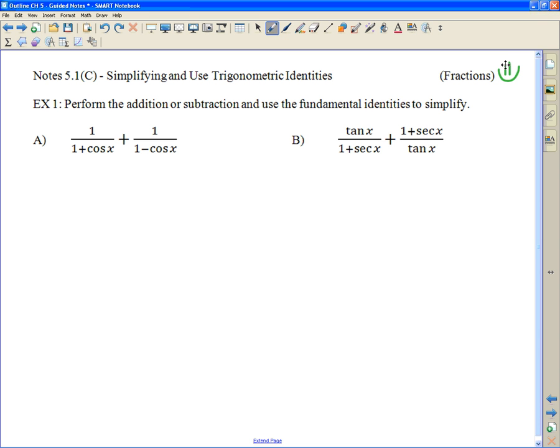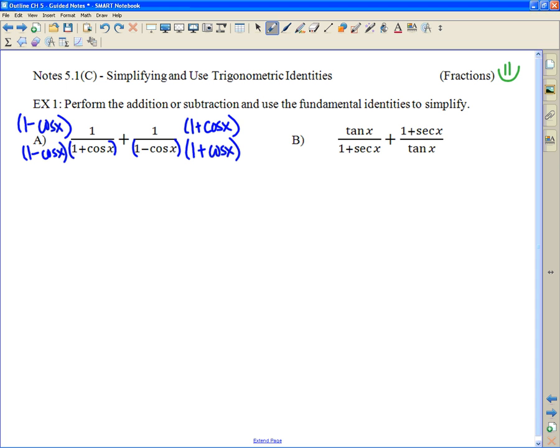So looking at problem number A, we're going to add fractions. In that case, we need a common denominator. The denominator on the left side is 1 plus cosine x, and the denominator on the right is 1 minus cosine x. So we need to multiply this side times 1 minus cosine of x on the top and the bottom. And over on the right side, we would multiply by 1 plus cosine of x on the top and on the bottom.